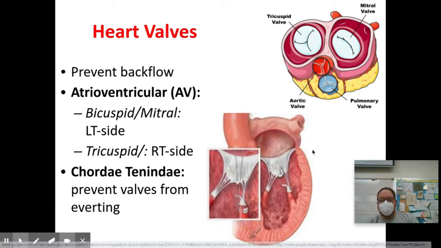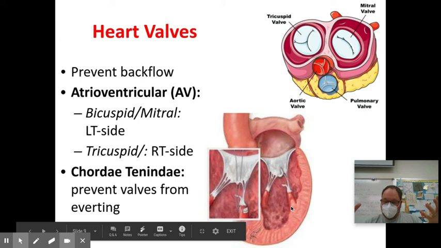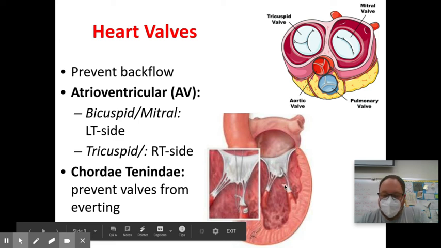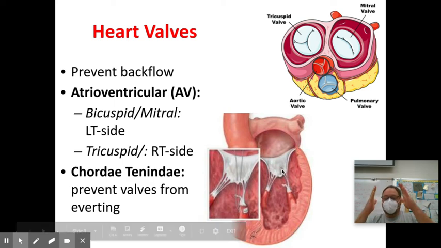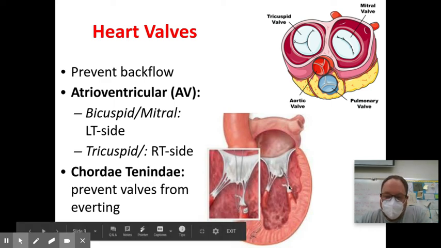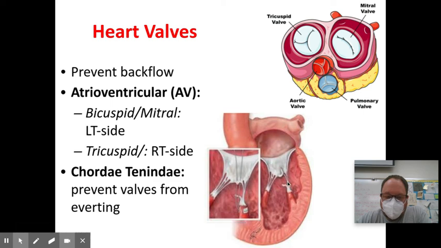So the idea is when the ventricles contract, pressure builds, and when the pressure builds, it snaps those valves shut. And when these AV valves snap shut, then blood does not go back into the atria. Now, the ventricles contract with enough force that you could actually flip the valves back up and push the blood into the atria. It's called eversion. So to prevent the valves from everting and pushing blood back up into the atria, we have these little cords called chordae tendineae.